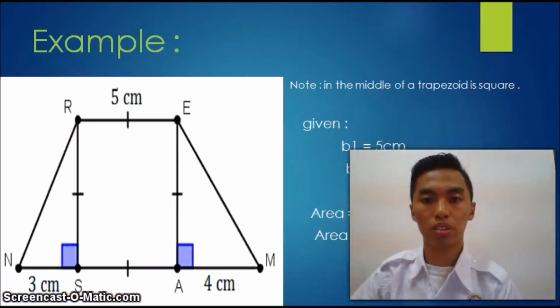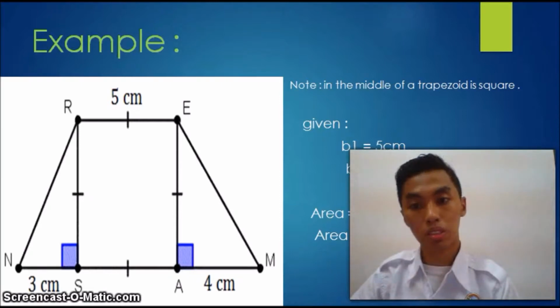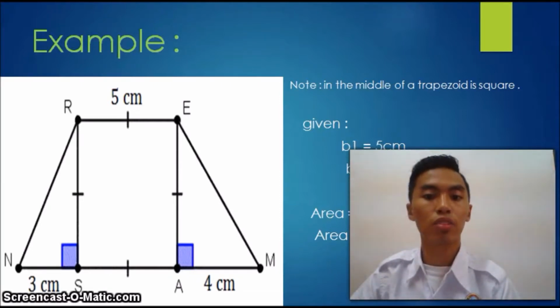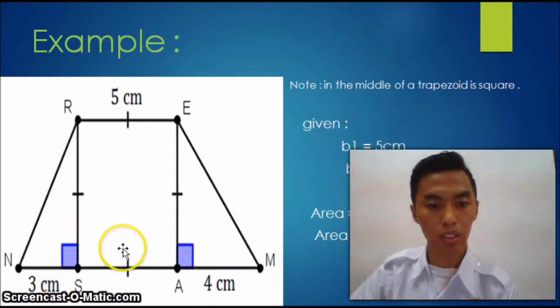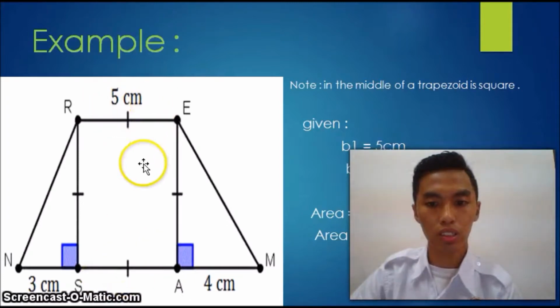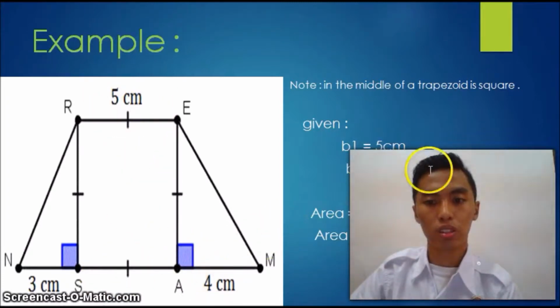I have another example just to make sure that you understood. Here you are. Look at this example. This example has a note. The note says the middle of the trapezoid is a square. It means all sides have equal length. The given b1 is 5 cm, b2 equals c plus 5 plus 4, c plus 5 because this side equals this side, plus 4, equal to 12 cm.